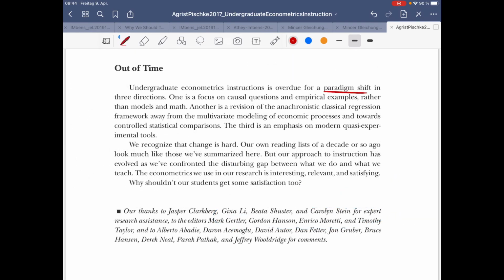Yeah, to sum up this article, we are now in times of paradigm change, and the paradigm shift is in three directions. One is the focus on causal questions and empirical examples rather than models and math. Another is a revision of the anachronistic classical regression framework, away from the multivariate modeling of economic processes and towards controlled statistical comparisons. And the third one is an emphasis on modern quasi-experimental tools. What you could add, since this is a 2017 article, is that meanwhile machine learning approaches are getting more and more popular, and we will have a focus on that too.